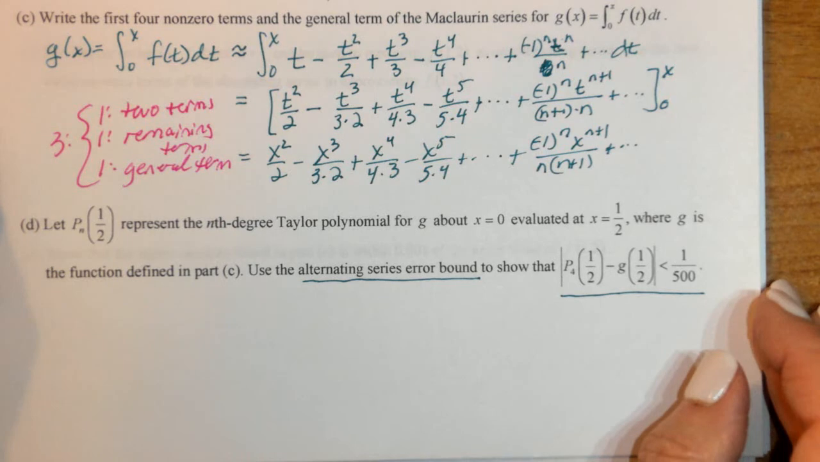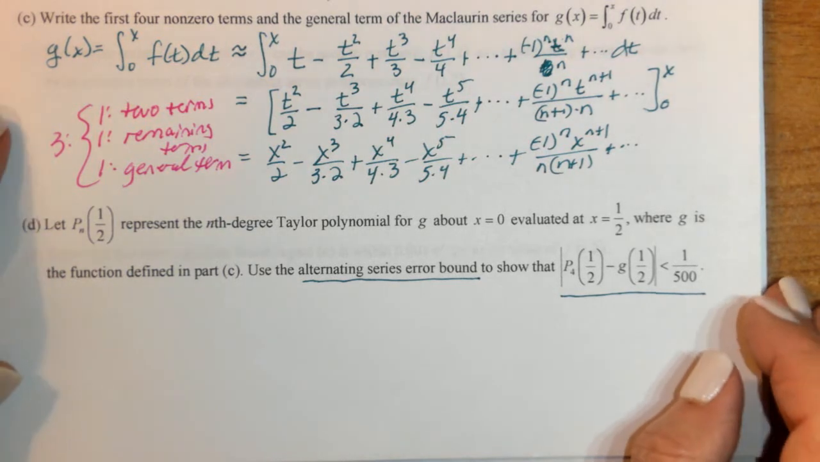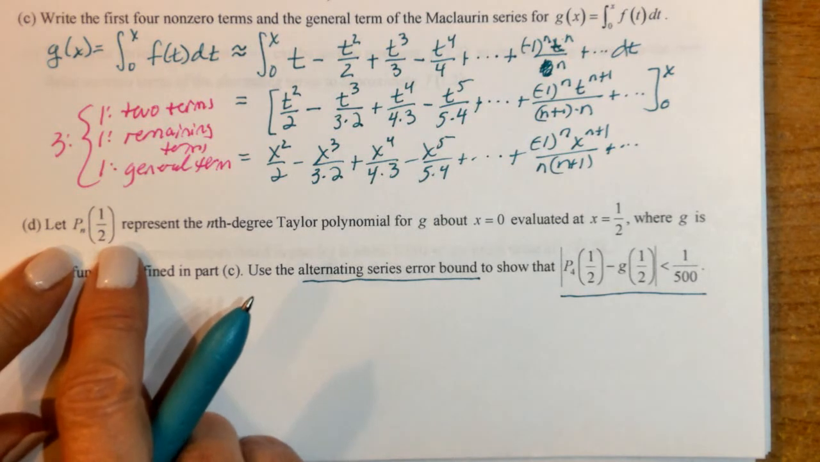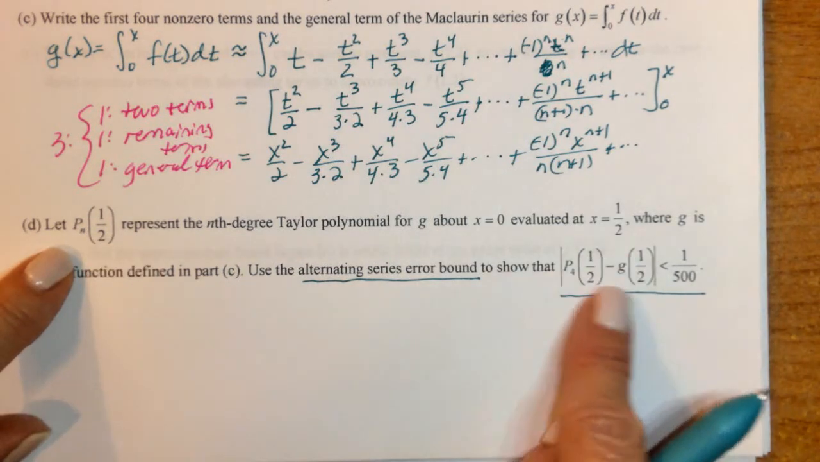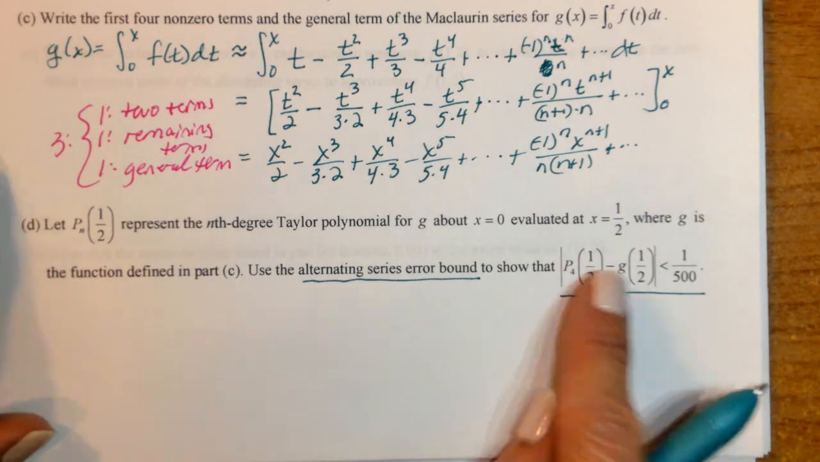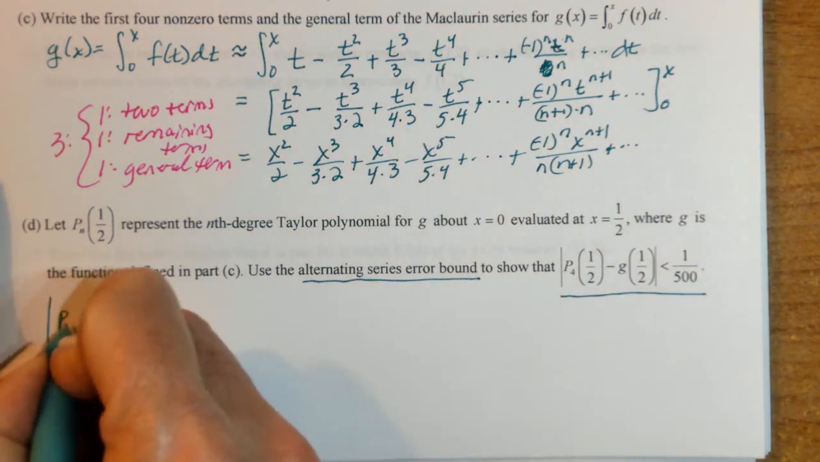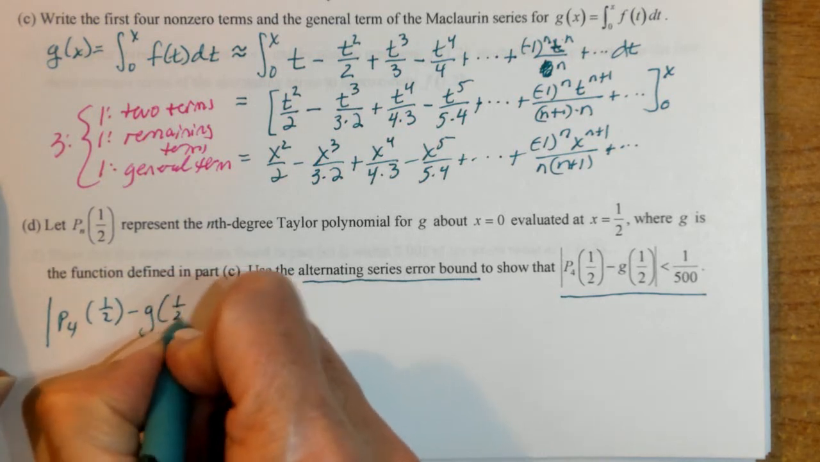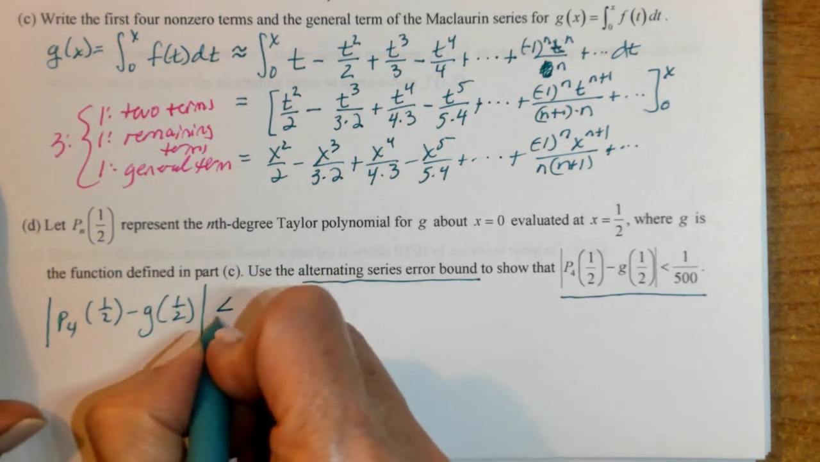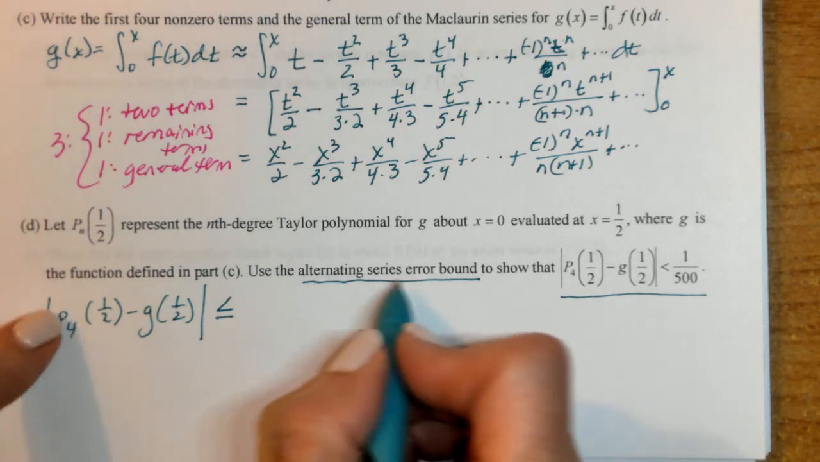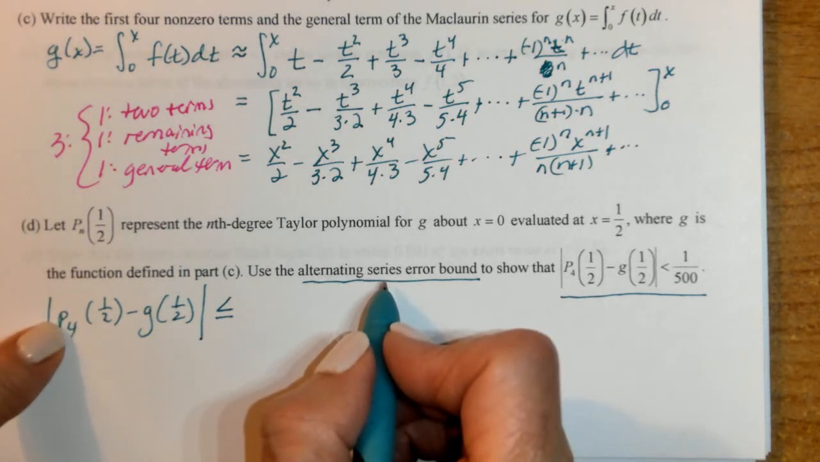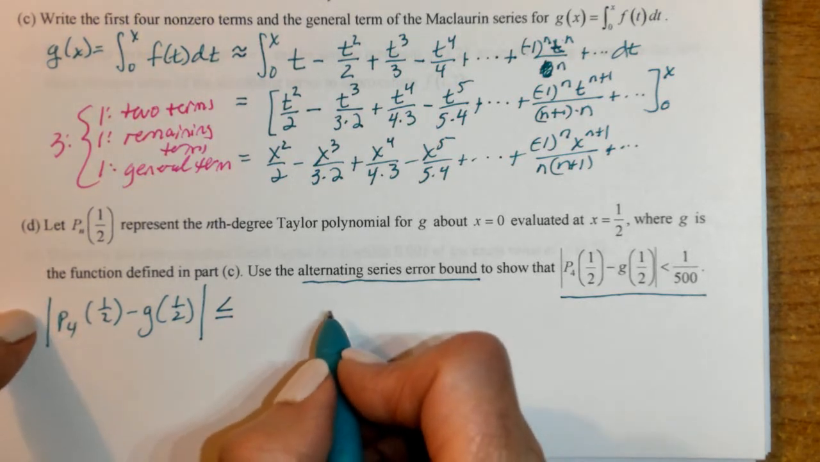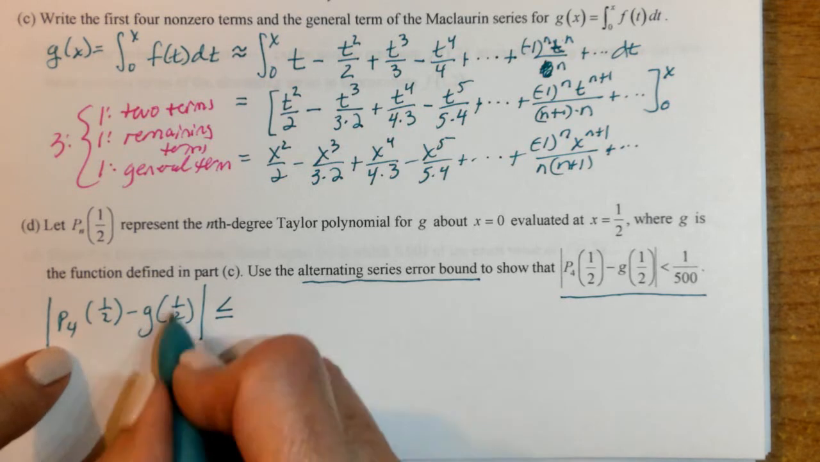Okay? So they did not ask us to find this P sub n at 1/2. They didn't ask us to find that. All they asked us to do was to show that this was true. So I'm going to write that out. P sub 4 at 1/2 minus g at 1/2 will be less than or equal to, I'm using the alternating series error bound. Now, I'm going to write this, but then I'm going to have to give the conditions for it so that would allow me to write this.